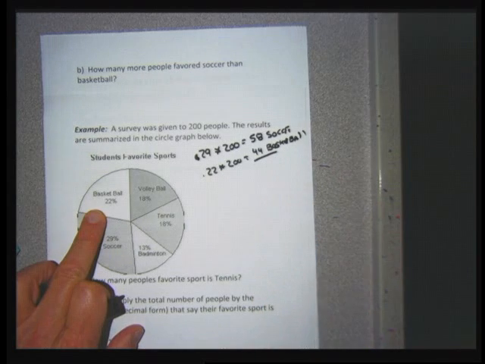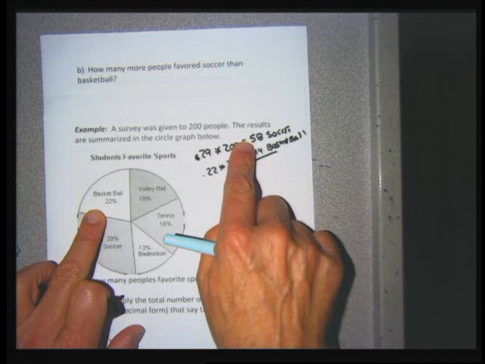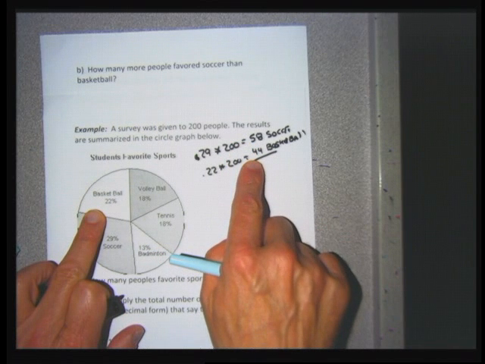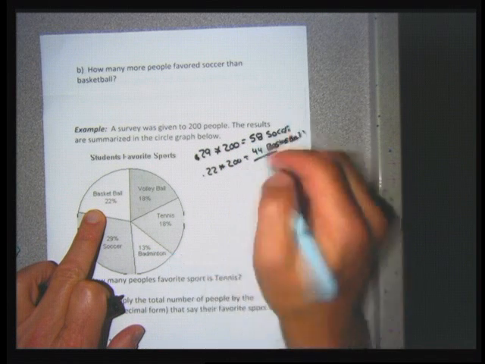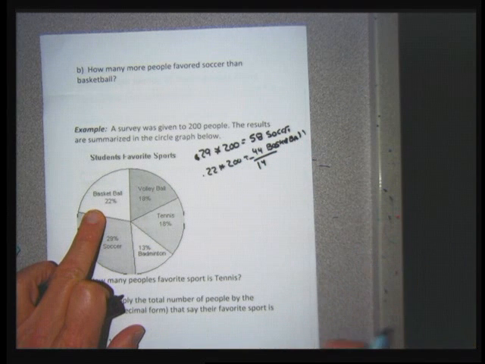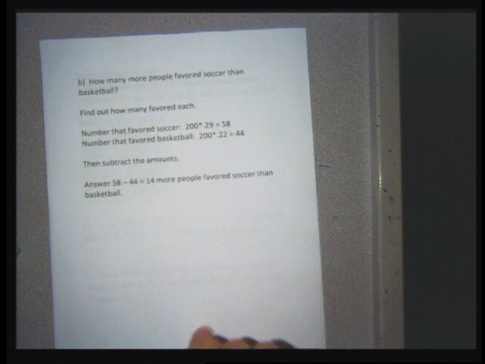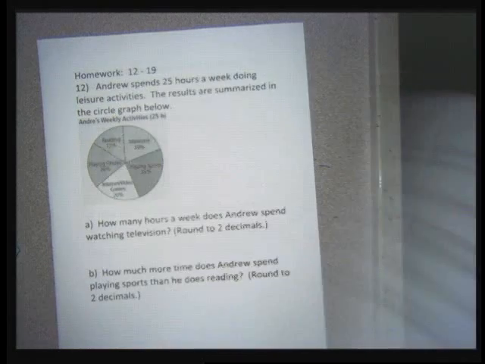And then the difference, how many more people favored soccer than basketball? I'll take the number of people that favored soccer, 58, minus the number of people that favored basketball, 44, and subtract, and you'd get 14 more people favored soccer than basketball. And that's exactly what I did on this sheet. I found the number of people that favored soccer by just multiplying the total number surveyed by the percent as a decimal, did the same thing for basketball, and then I subtracted the amounts.